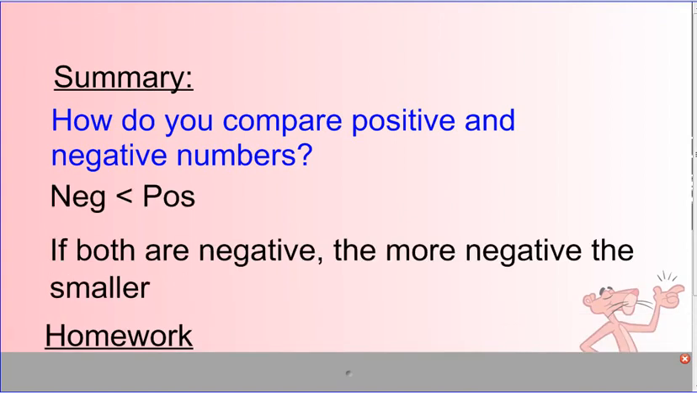All right, here's what I came up with. So I said here that negative numbers are less than positive numbers. So negative is less than positive. And then if both numbers are negative, the more negative the number is, the smaller it is. And then obviously if both numbers are positive, you can tell which one's bigger and smaller. They're both positive.